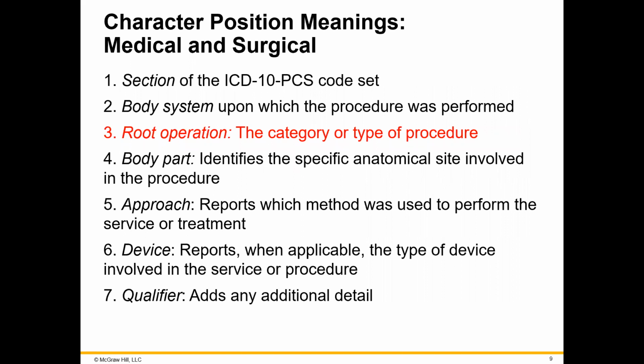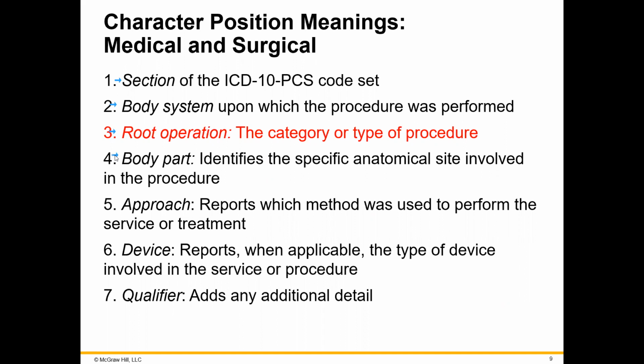And again, what do these character positions mean for the 7 characters? In order, they deal with things in the following manner. The section of the PCS code book, in other words, is it medical, surgical, or what have you? The body system in which the procedure was performed. Think about whether it's cardiovascular, GI, what have you. And then finally, and I put this in red for you, the root operation. In other words, the category or type of procedure.